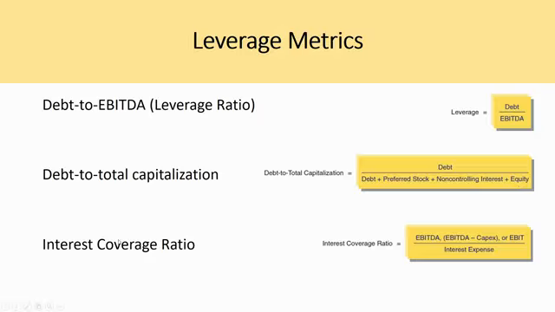And there's also the interest coverage ratio, and this is an important multiple that a lot of people use, and that is just EBITDA. Either you can use EBITDA, the difference between EBITDA and CAPEX, which is a cash charge, or EBIT and divide that by interest expense to get your interest coverage ratio, okay?